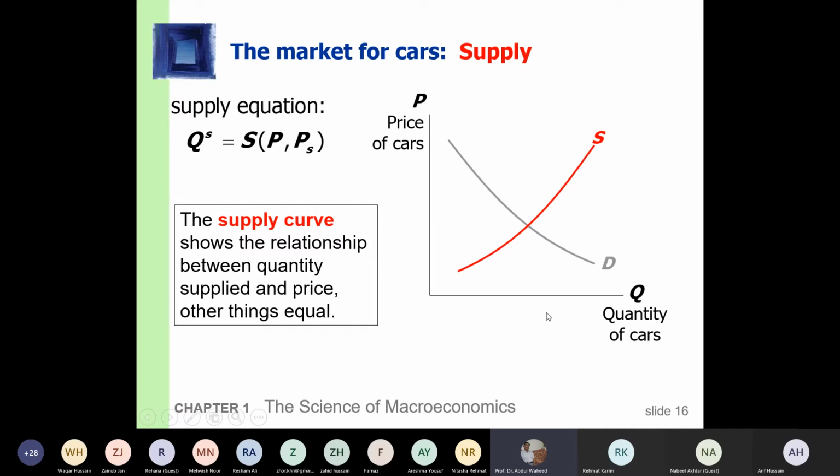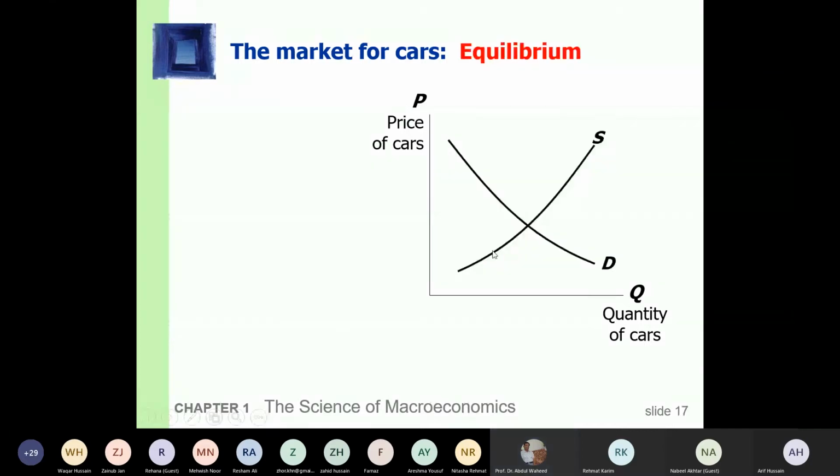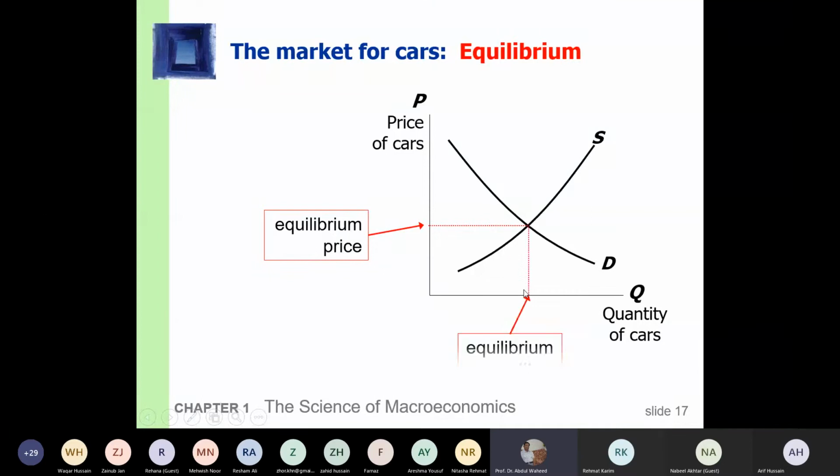And now we can get the equilibrium price here at this point. This is the equilibrium price where quantity demanded and quantity supplied are equal and the market is at equilibrium. And this is the equilibrium quantity. So we have the equilibrium price and the equilibrium quantity.